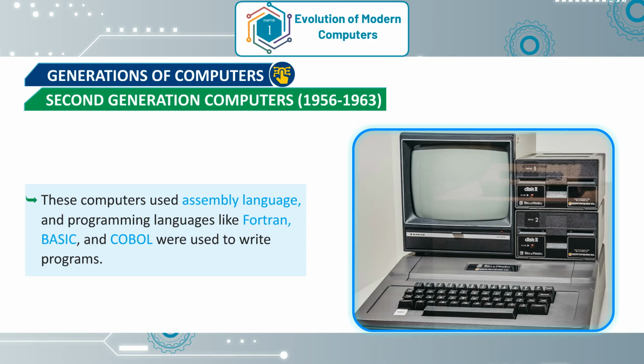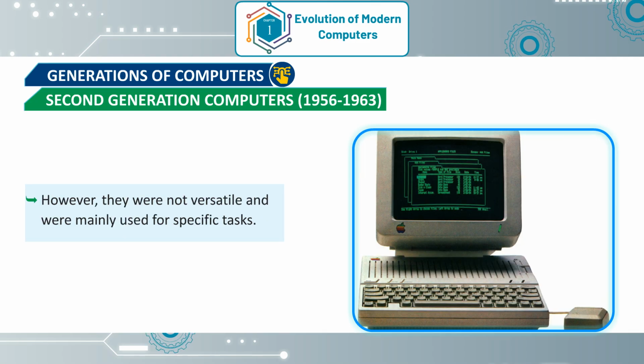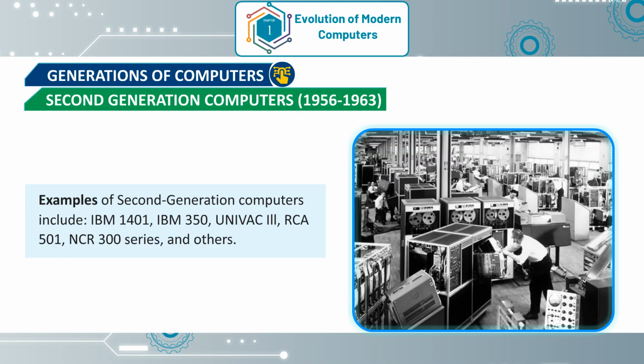These computers used assembly language, and programming languages like Fortran, BASIC, and COBOL were used to write programs. However, they were not versatile and were mainly used for specific tasks. Examples of second-generation computers include IBM 1401, IBM 350, UNIVAC, RCA 501, NCR 300 series, and others.